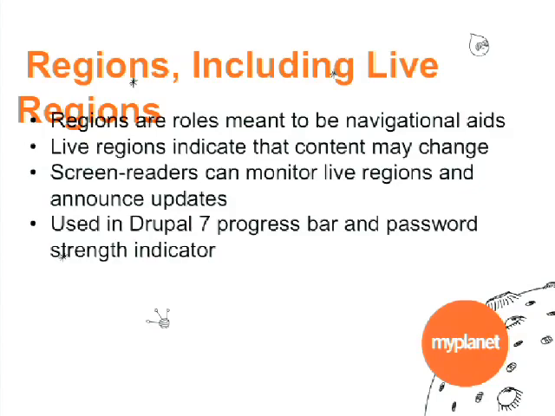The first is on the progress bar or widget, which I don't know if we use anywhere in core other than on the installation page, but this is a thing where it's like, installing node module 17 of 28, 73% complete. And as that progress bar updates, my screen reader will read those updates to me. I don't have to keep navigating around on the page to find the update. The screen reader will read those updates because the container is a live region.